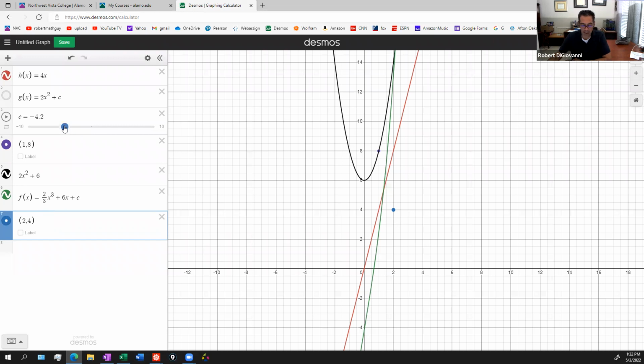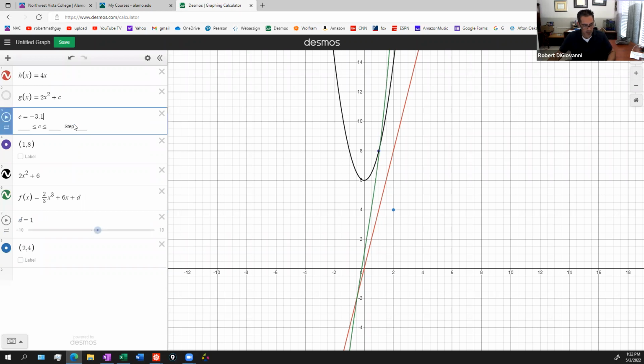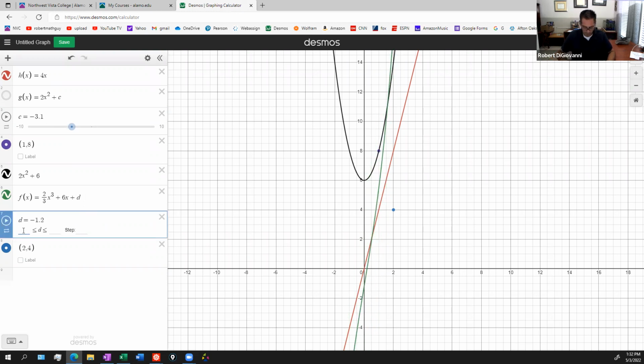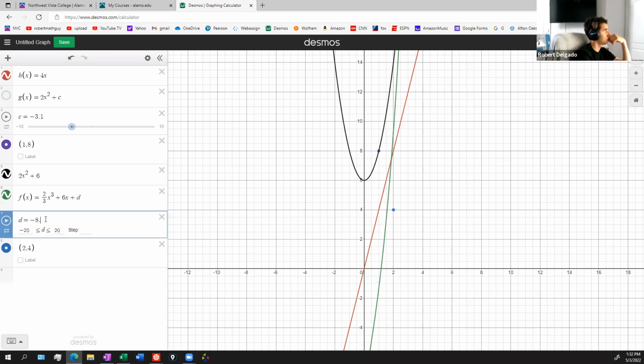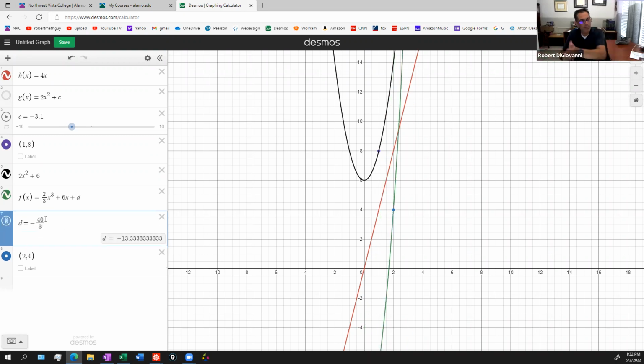So I needed to somehow figure out, let me do D here so it matches what we did in the work. So we were trying to figure out how do we move this around. I'm trying to move this around so I can make it go through that point. And what did we figure out D had to be? -40/3, something like that? So if I type that in here, -40/3, there it is. It goes through that point.